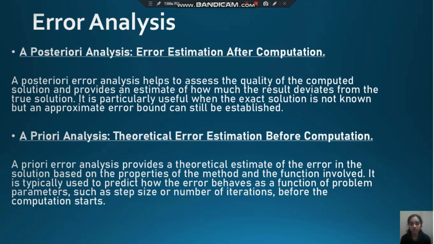A priori analysis. Theoretical error estimation before computation. A priori error analysis provides a theoretical estimate of the error in the solution based on the properties of the method and the function involved. It is typically used to predict how the error behaves as a function of problem parameters such as step size or number of iterations before the computation starts.